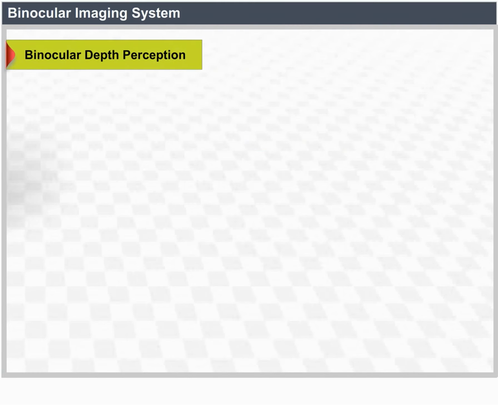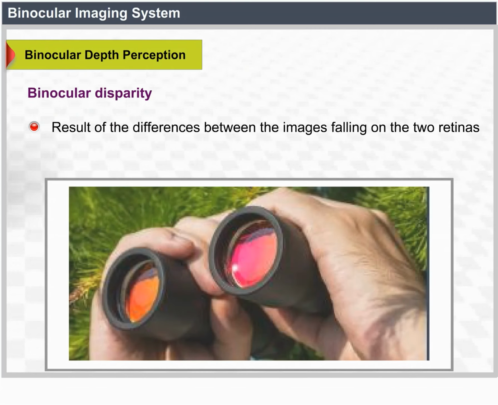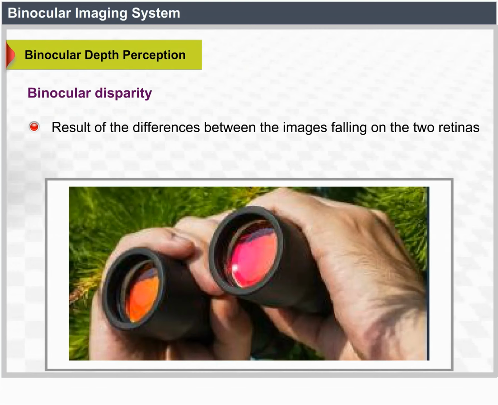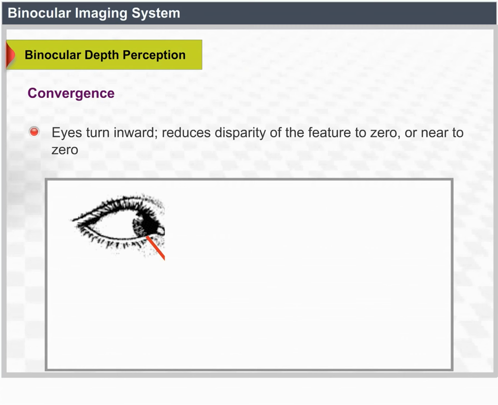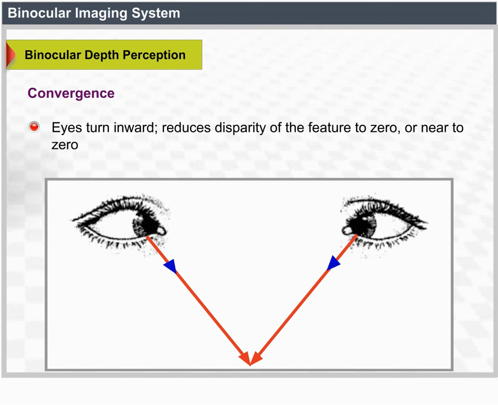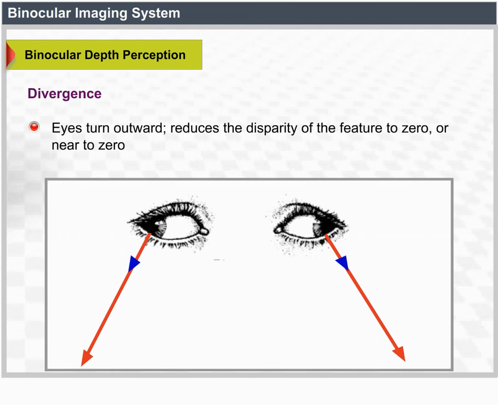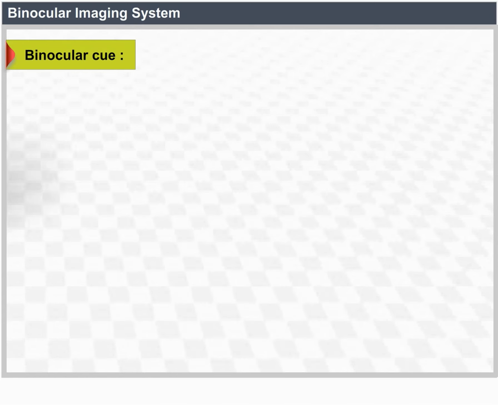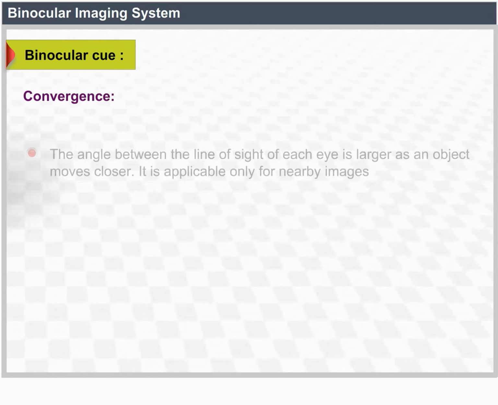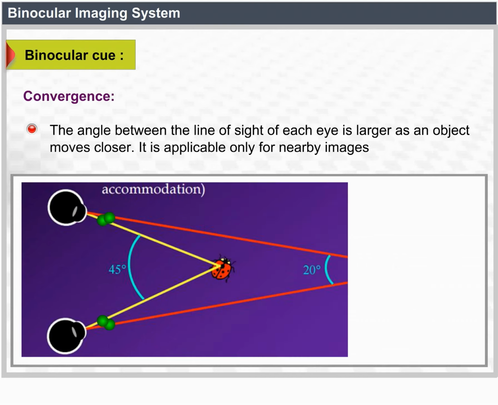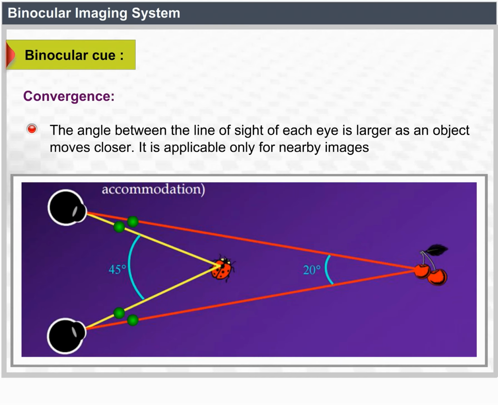Binocular depth perception. Binocular disparity: differences between the images falling on the two retinas. Convergence: eyes turn inward, reducing the disparity of the feature to 0 or near 0. Divergence: eyes turn outward, reducing the disparity of the feature to 0 or near 0. Binocular cue, convergence: the angle between the line of sight of each eye is larger as an object moves closer. It will work for nearby images.